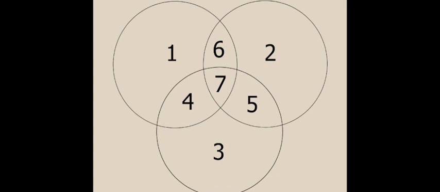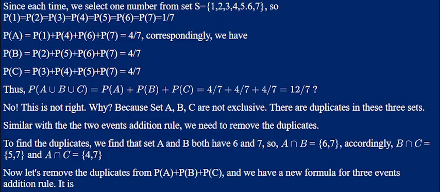For set A, outcomes 1, 4, 6, and 7 are exclusive as you can only select one number from set S each time, according to the exclusive rule. Since each time we select one number from set S, each outcome has the probability of 1 over 7. A is 1 plus 4 plus 6 plus 7, which is 4 over 7. And we also have set B, which is 2 plus 5 plus 6 plus 7, which is also 4 over 7. Same for set C. So A plus B plus C is 12 over 7.